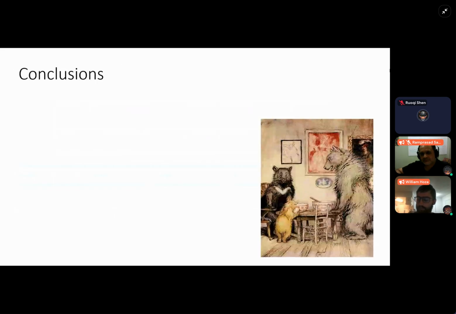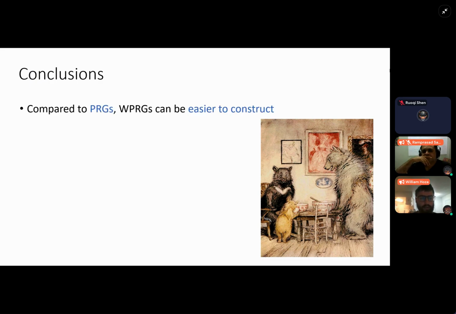Okay, so just to wrap up, let me make a couple of quick comments about this concept of weighted pseudorandom generators that we're still getting used to and learning about. It seems that weighted pseudorandom generators really are easier to construct compared to true pseudorandom generators. This extra flexibility in the definition, with this weight function, really seems to open some new doors.